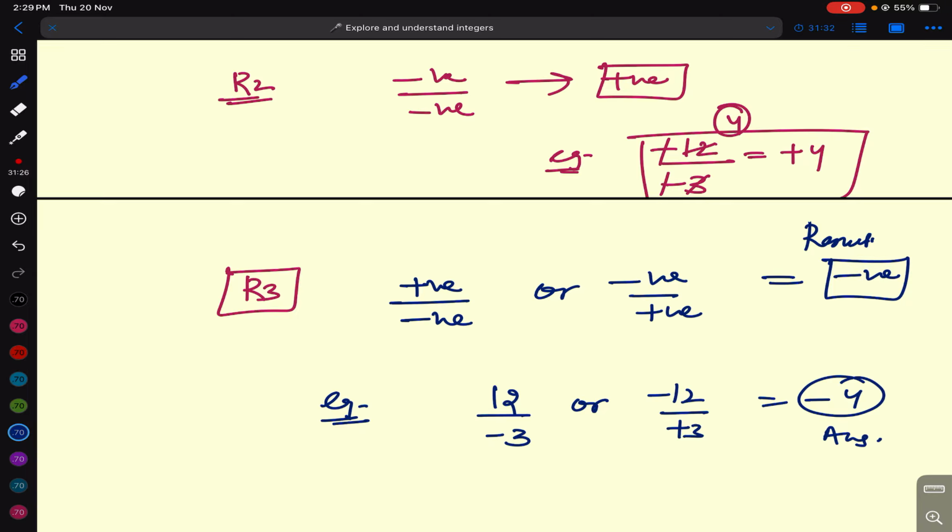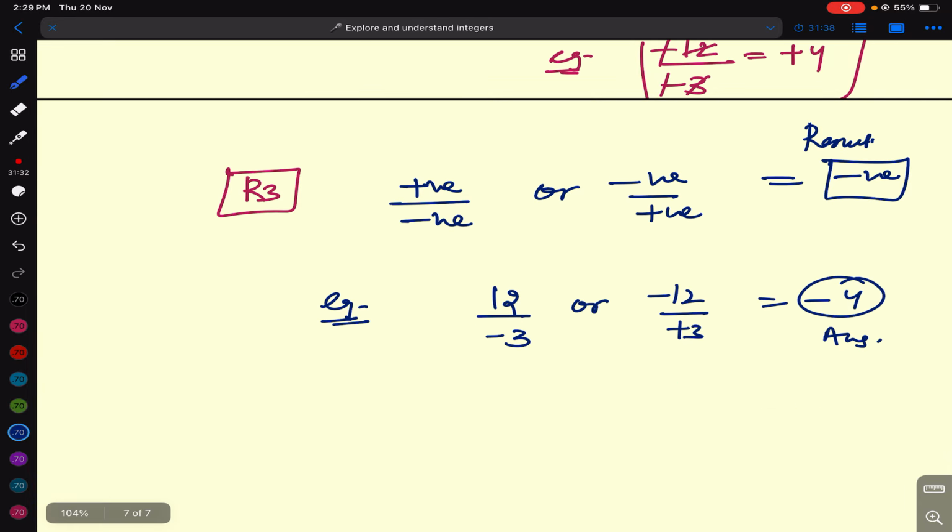But when one of them is positive and the other one is negative, the answer is going to be negative in that case. And I have given you examples for each of them. I hope that makes sense now. So this is exactly what happens in the case of division.